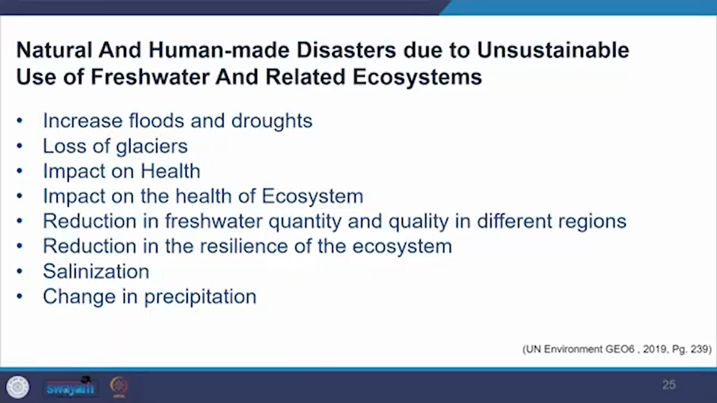we now have increasing events of extreme droughts, floods and storms. So these all influence the availability of fresh water quantity as well as quality. We are also witnessing a reduction in the resilience of the ecosystem because of natural and human-made disasters. In addition to that, we are experiencing disasters along with unsustainable use of fresh water and related ecosystems.